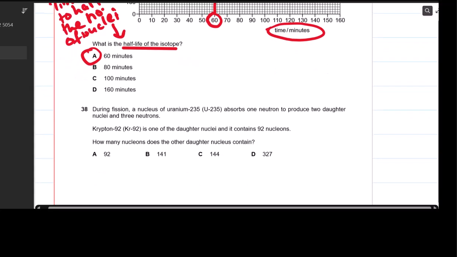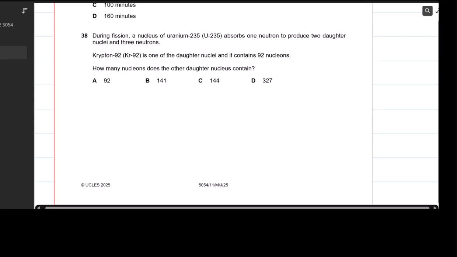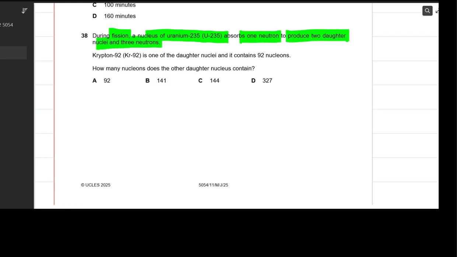So question 38. During the fission, a nucleus of uranium-235 absorbs one neutron to produce two daughter nuclei and three neutrons. So what is happening here? This is uranium-235. One neutron is going to collide with this, and it is going to form two daughter nuclei. I name them A and B.